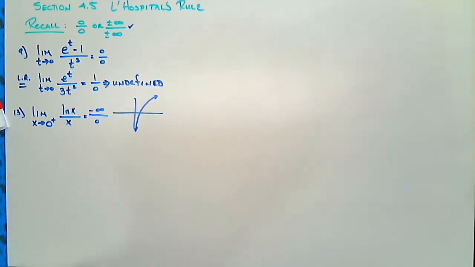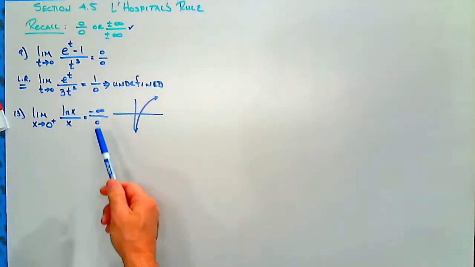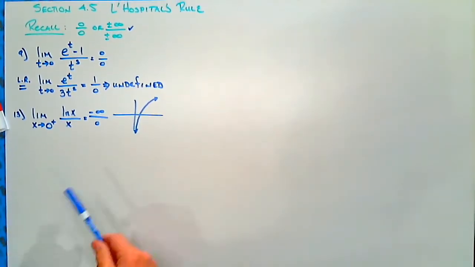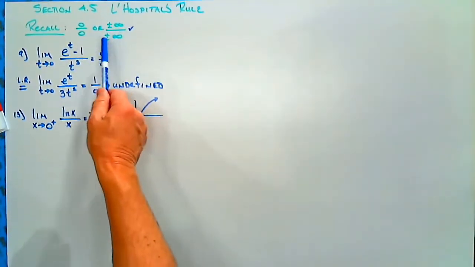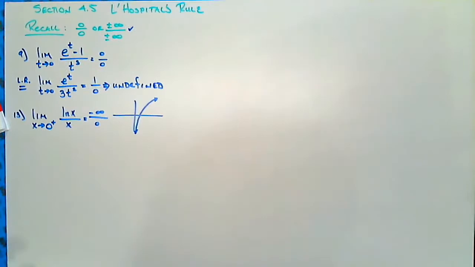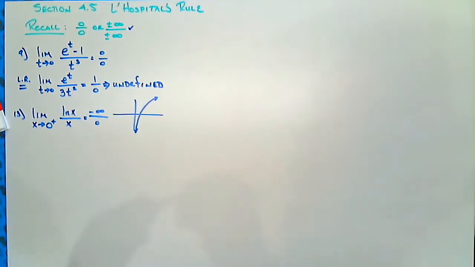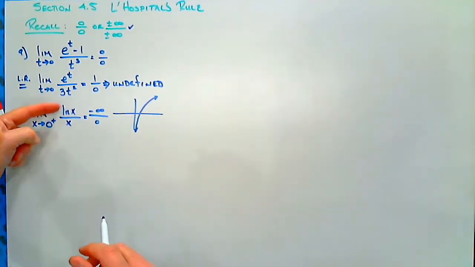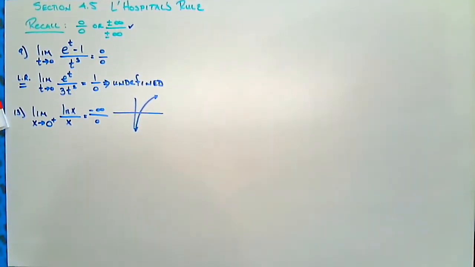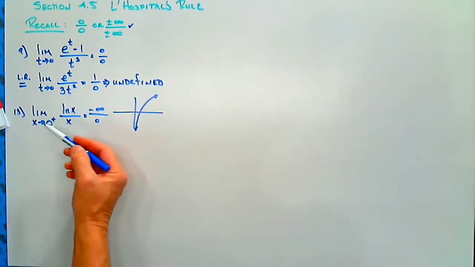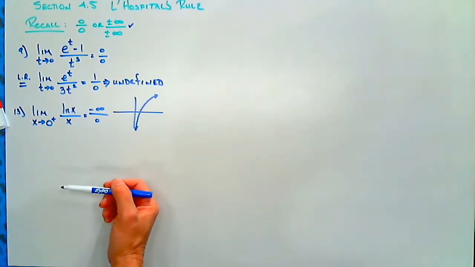All right, so that's the graph of the natural log. So we get negative infinity divided by 0. But negative infinity divided by 0 is not one of the forms that L'Hopital's rule addresses. So what are we going to have to do to come up with an answer to this problem? Well, we can't use L'Hopital's rule. We can't take the derivative of the top and the derivative of the bottom. So we're going to have to do some analysis, some good old-fashioned calculus thinking here.